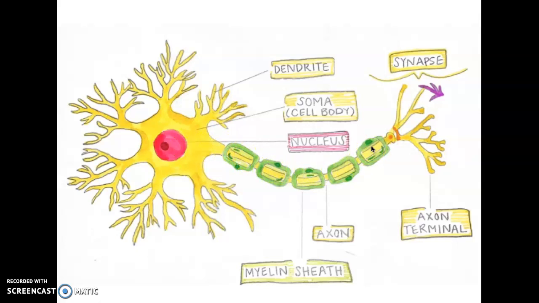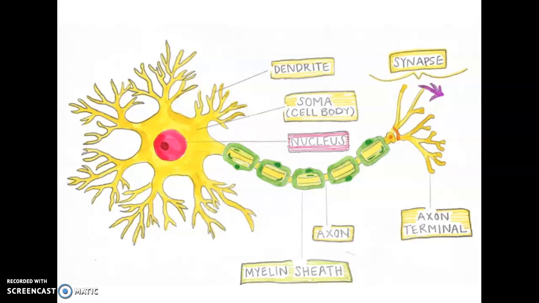The axon's function is to transmit information away from the soma and to other neurons, and we call this action potential. Covering the axon, right here in green, is the myelin sheath. The myelin provides both insulation and protection of the axon. The myelin also functions to prevent electrical energy loss during action potential.